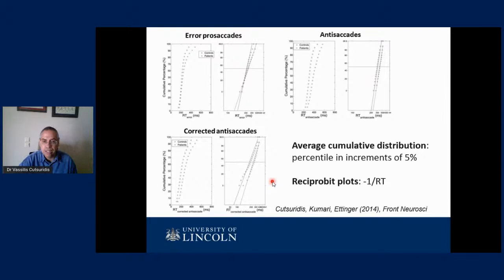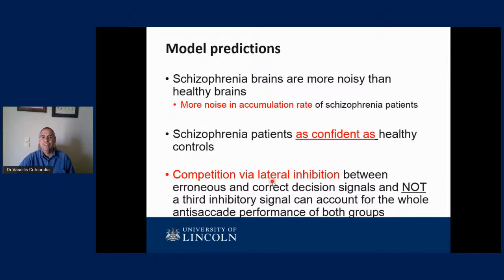So the model predicted that schizophrenia brains are more noisy than healthy brains. And this noise is not on the threshold level, but more on the accumulation rate level. Schizophrenia patients were as confident as healthy controls, meaning that the disease itself didn't really affect the areas of the brain that can generate this confidence level.